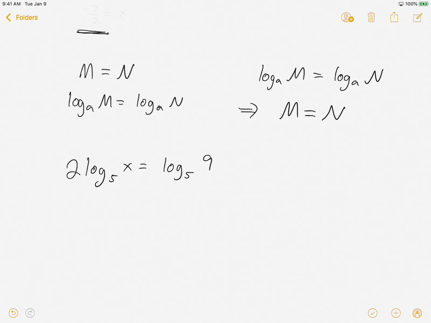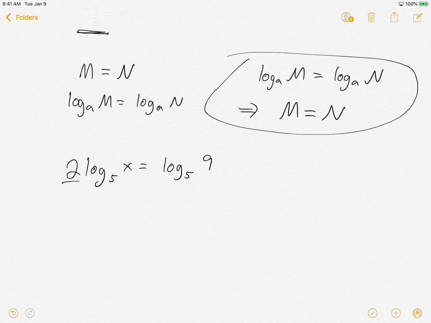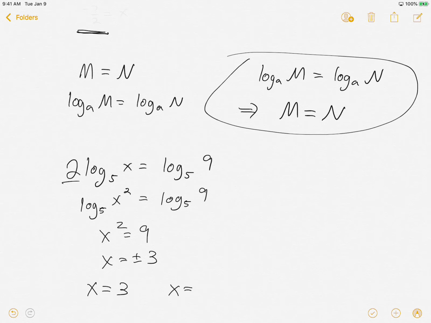Now, I cannot use this rule just yet because of this 2. But looking at my log properties, any coefficient I can write as an exponent on the argument inside the log. Then in that case, I can use this above property and say that x squared equals 9. And if I solve that, I get plus or minus 3. So x equals 3, x equals negative 3.